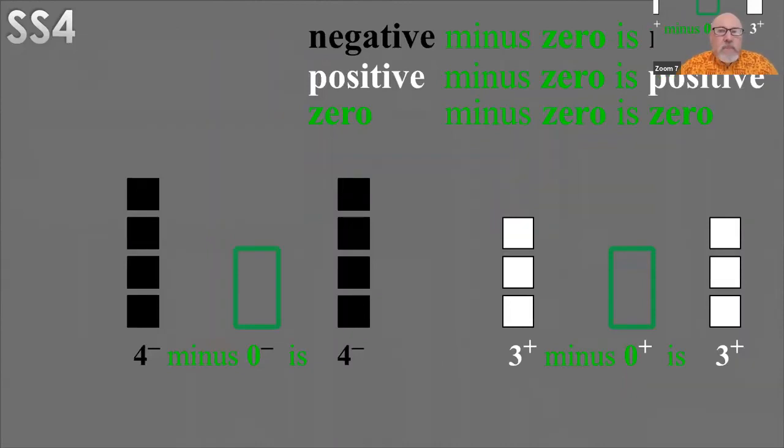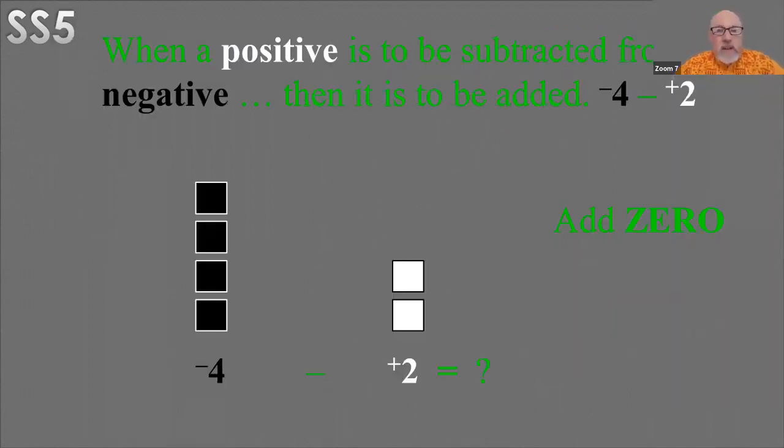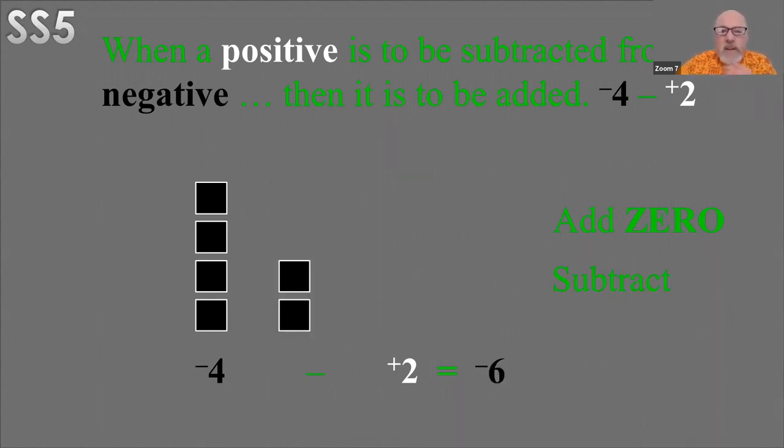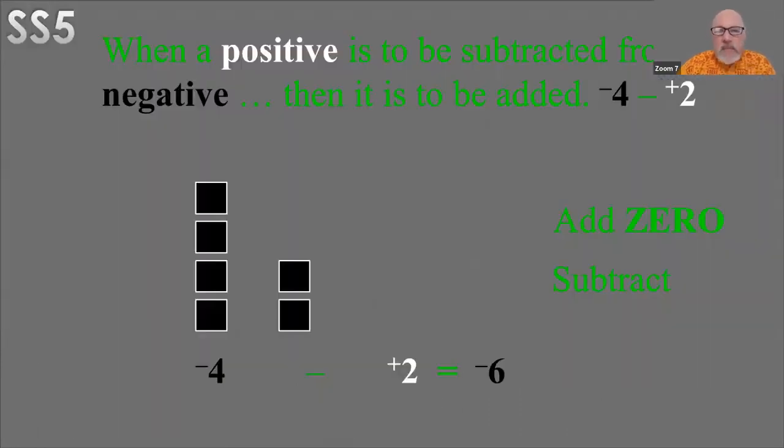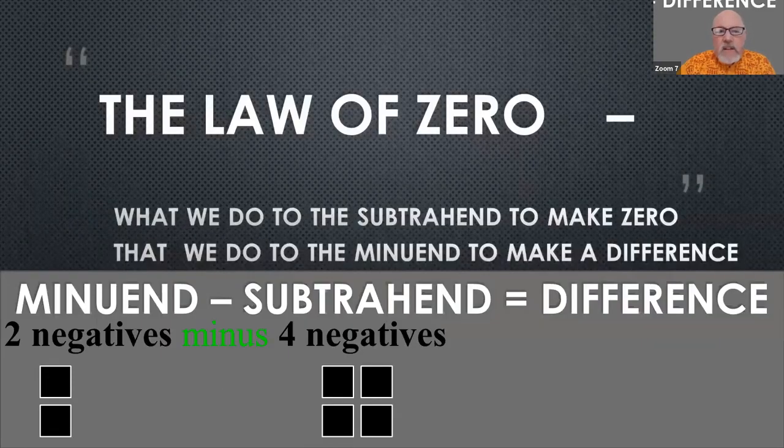Okay, so these are just the negative minus 0, positive minus 0, and 0 minus 0. They remain unchanged. I'll whiz over that. Now, when a positive is to be subtracted from a negative, then it's to be added. Now, we can't subtract 2 positives from 4 negatives. Okay, so we'll add our 0, we'll subtract the 2 positives, and we see that the answer then becomes 6 negatives.